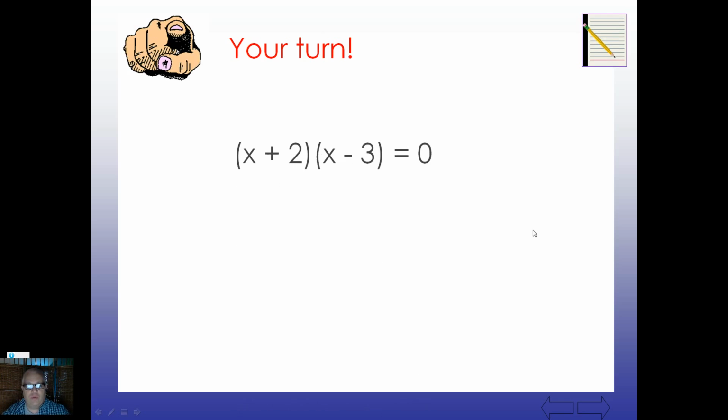How about you write this one down? x plus 2 times x minus 3 equals 0. Try this one on your own if you can. If you can, pause the video and try it. If not, just be patient here. I'm going to help you out.